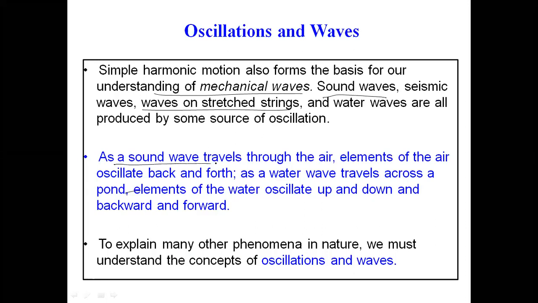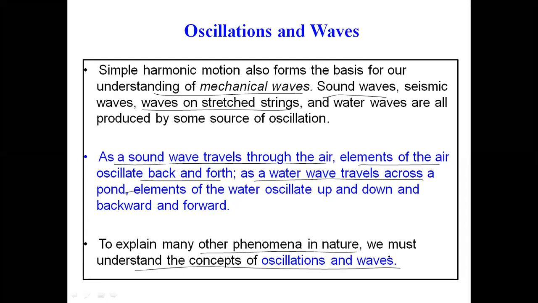Then a sound wave travels through air. Elements of air oscillate back and forth, as a water wave travels across a pond. So these are a few examples which involve simple harmonic motion directly or indirectly. Okay? To explain many naturally occurring phenomena, we must understand the concept of oscillation and waves. So this is the motivation behind studying this unit.